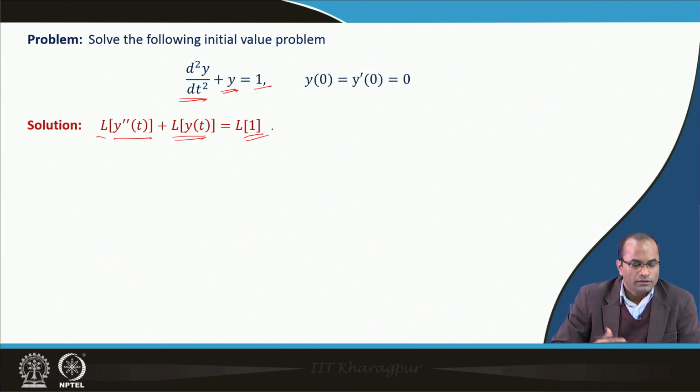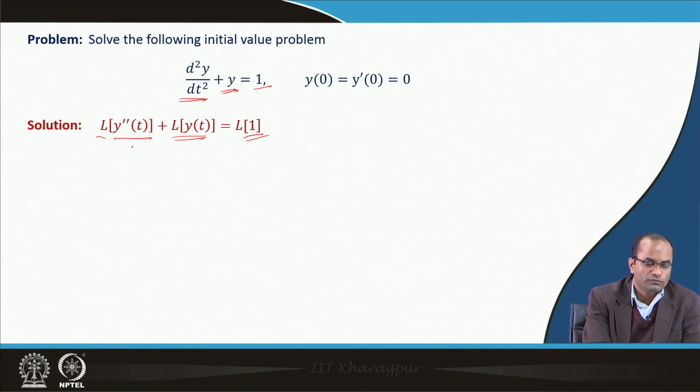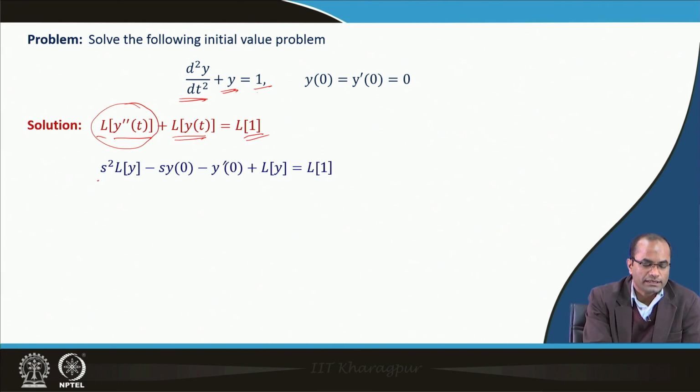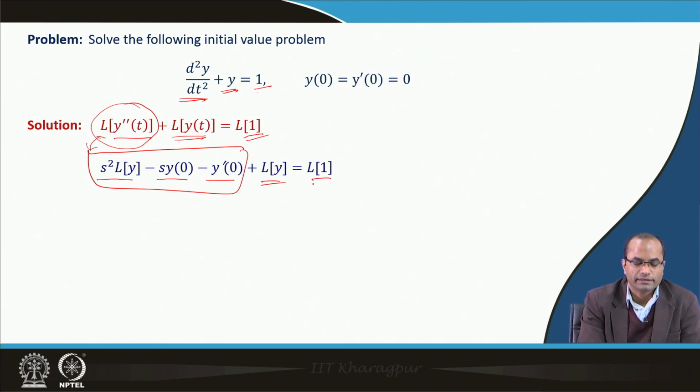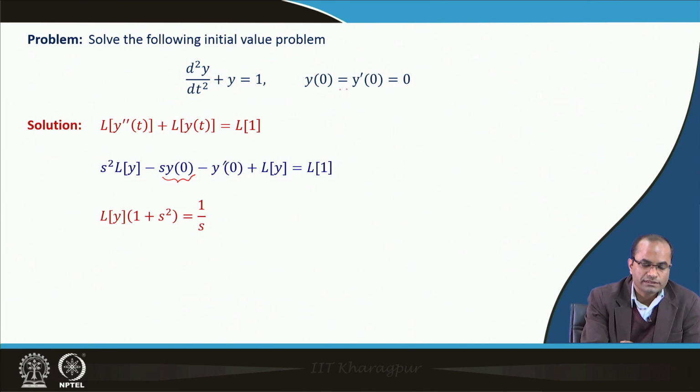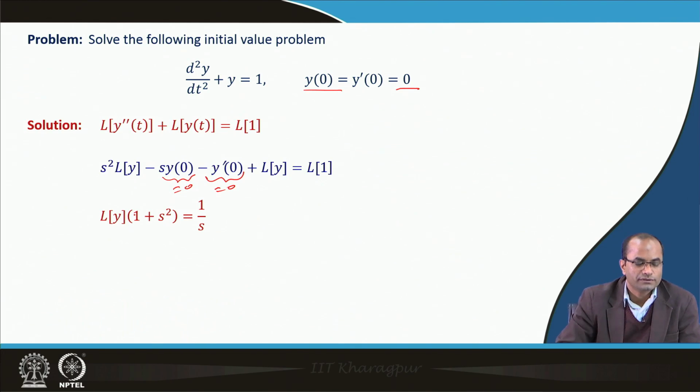In each problem we will use it. The second step is to use the derivative theorem to remove these derivatives. The derivative theorem gives s squared L y minus s y 0 minus y prime 0, which is exactly the Laplace transform of y double prime. Then we have L y, and on the right hand side we have L of 1. At this step itself we can use the initial conditions: y 0 is given as 0 and y prime 0 is also given as 0. So, these conditions are incorporated just after taking the Laplace transform on both sides of the equation.